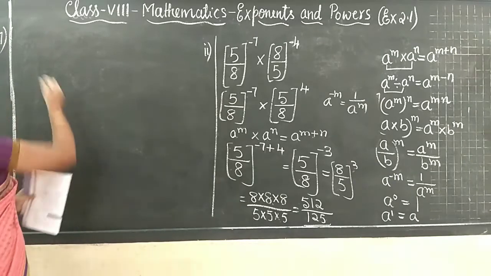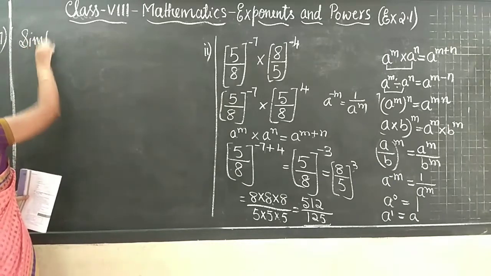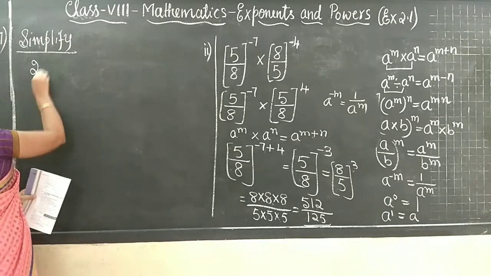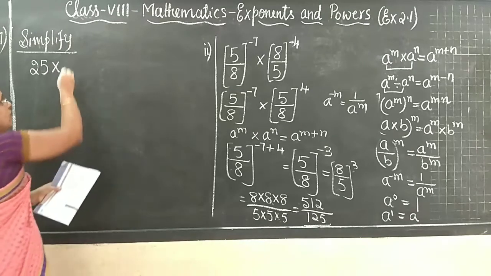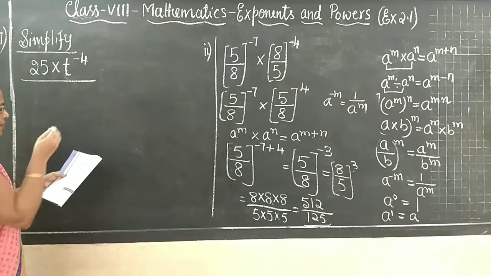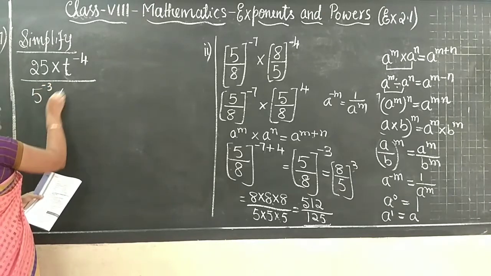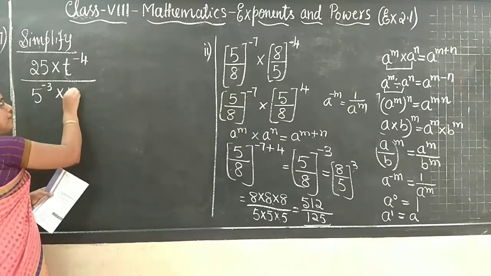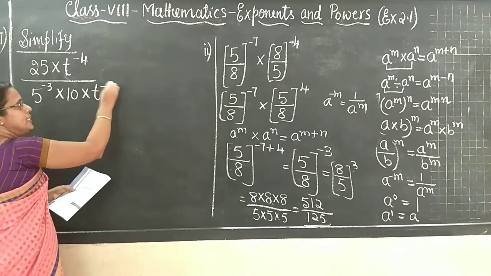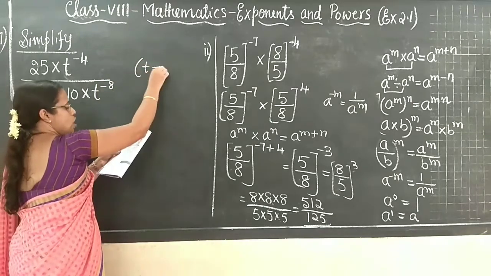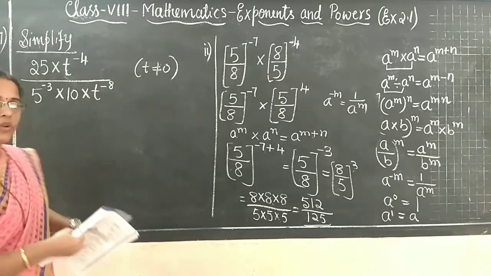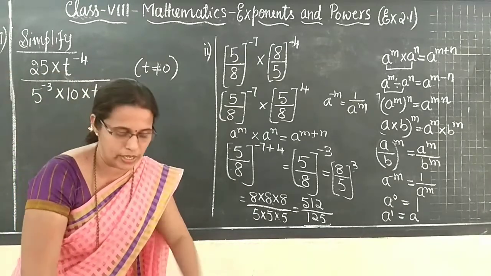Right. 7th one. Simplify: 25 into t to the power minus 4, over 5 to the power minus 3 into 10 into t to the power minus 8. When t is not equal to 0, t cannot be 0 itself. T should not be 0 itself. Okay, 0 means difficult to calculate.